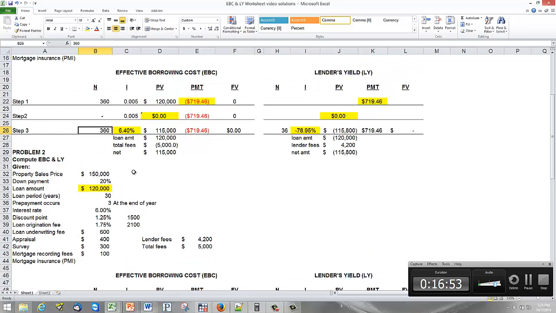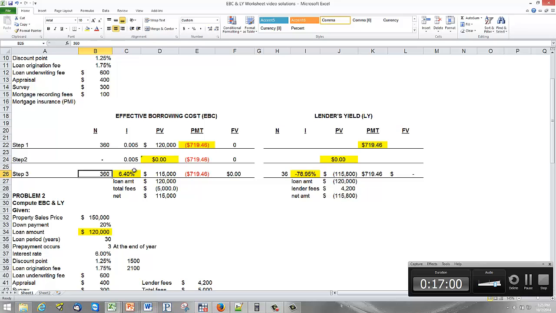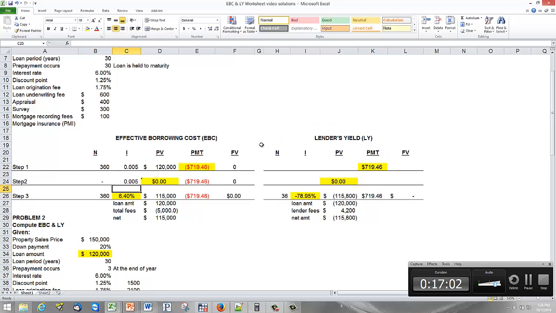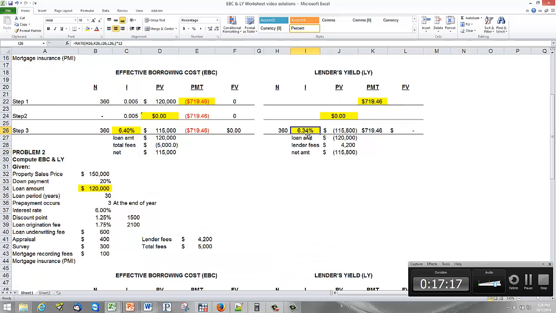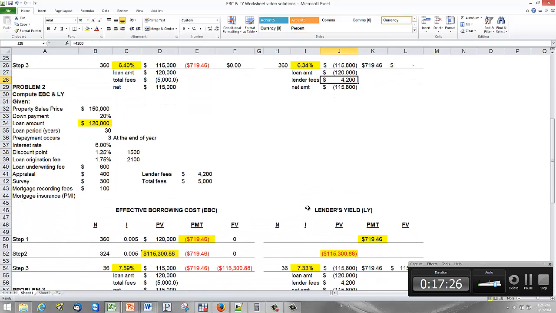Okay, so we see that computing your EBC really does pay off, because we might have picked a different loan had we known that to be the case. Okay, so the same thing over here on the lender's yield side. The N changes to 360 because the borrower is saying that they're not going to prepay. Everything else remains the same. We see that the lender's yield is 6.34, which again is less than the 6.4 EBC because they don't receive all the closing costs. They just receive $4,200 of that.